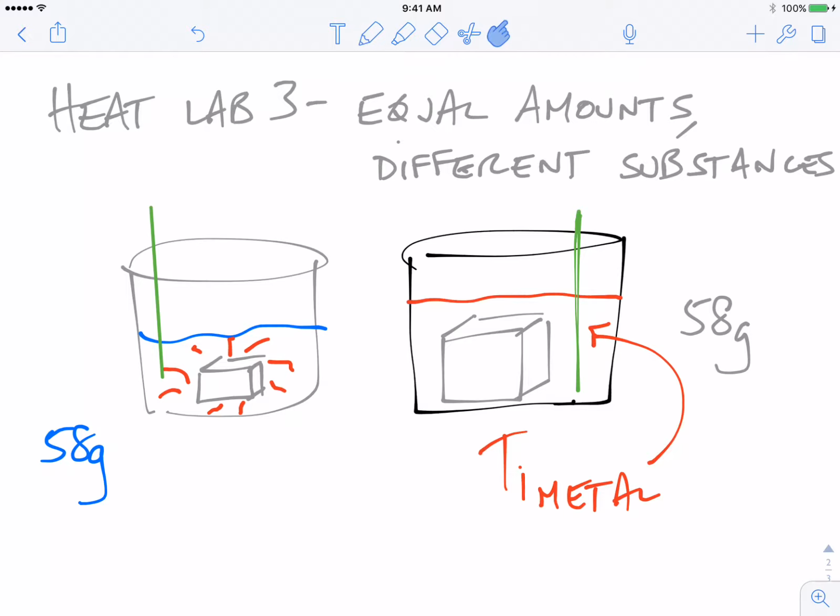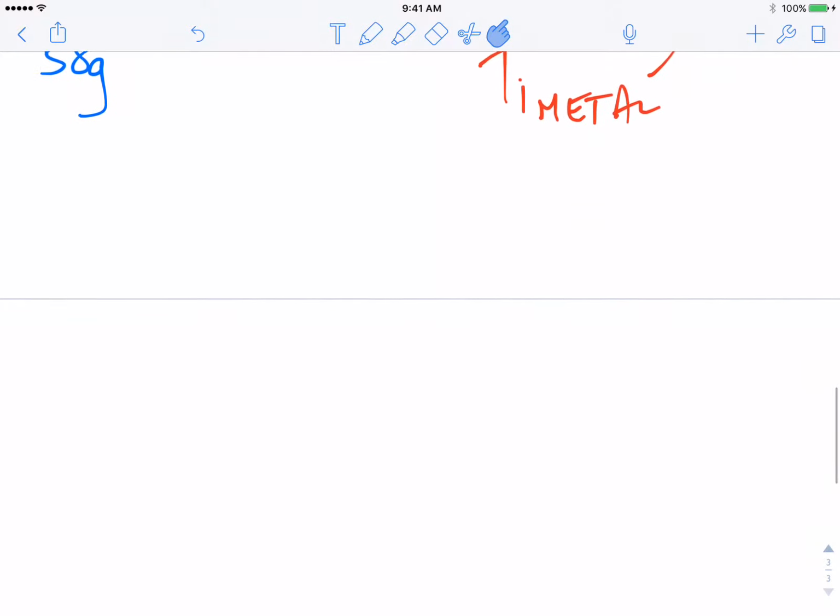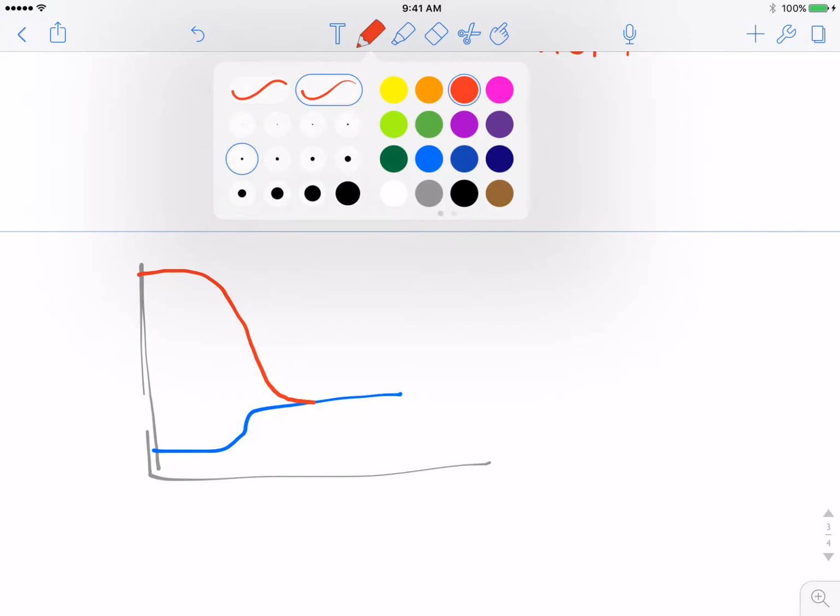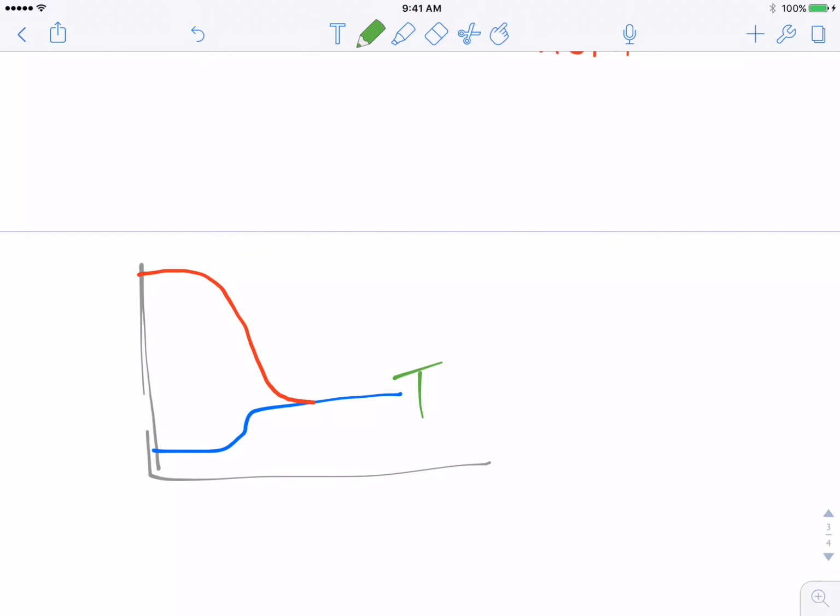Well, graphically, this is what we noticed. Graphically, what we noticed is that the temperature of the water didn't heat up very much, and the temperature of the hot metal went down a lot. And so my final temperature was a lot closer to the initial temperature of the cold.